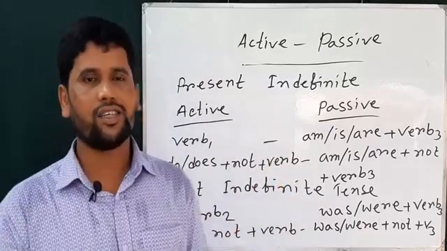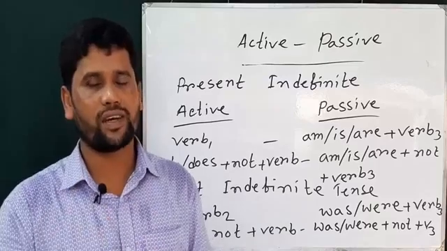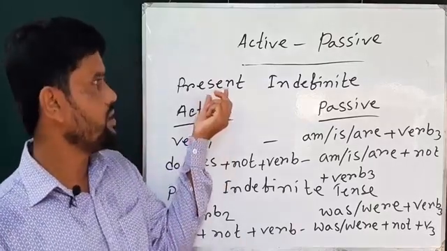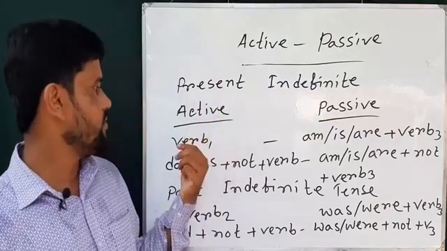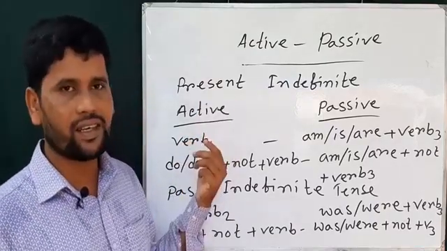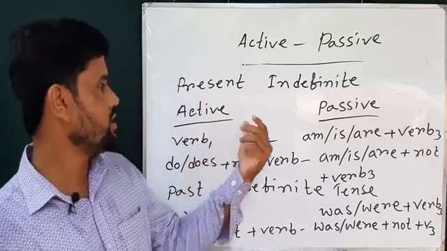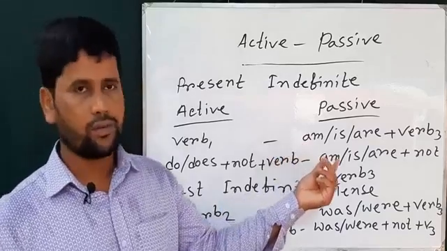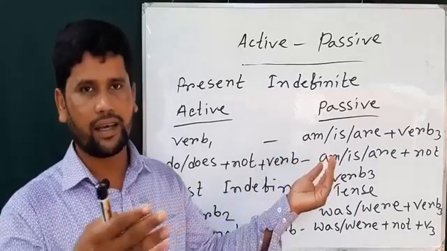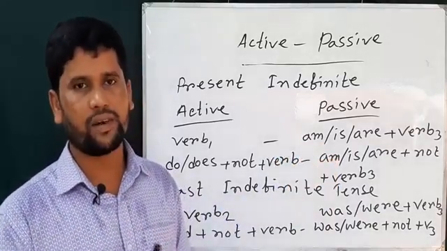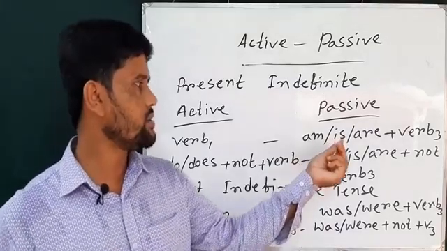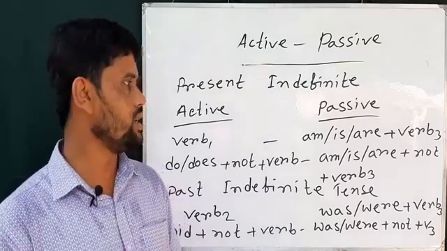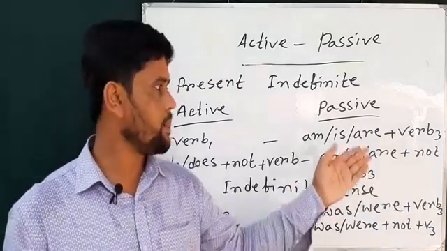Then next you need to use an auxiliary verb according to tense, subject and person. If the verb is in present form, that means present indefinite tense in the active, then you can use am, is, are plus verb 3. You know we use am after I, first person, if the subject is first person singular. We use is if the subject is third person singular, and in other places we use are.